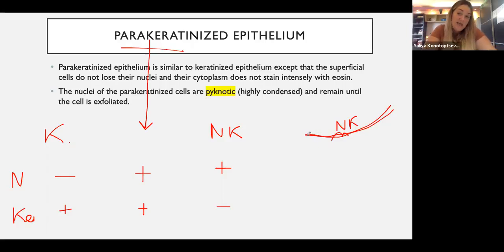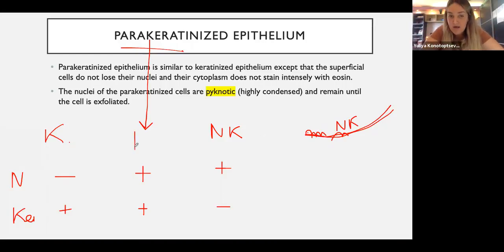They're going to just add a little bit of keratin into that area. Does it make it keratinized epithelium? No, because the nuclei are still there. This is still non-keratinized epithelium. The only difference is that you have added a little bit of keratin into the cells to protect that area from further damage. What am I describing right now?